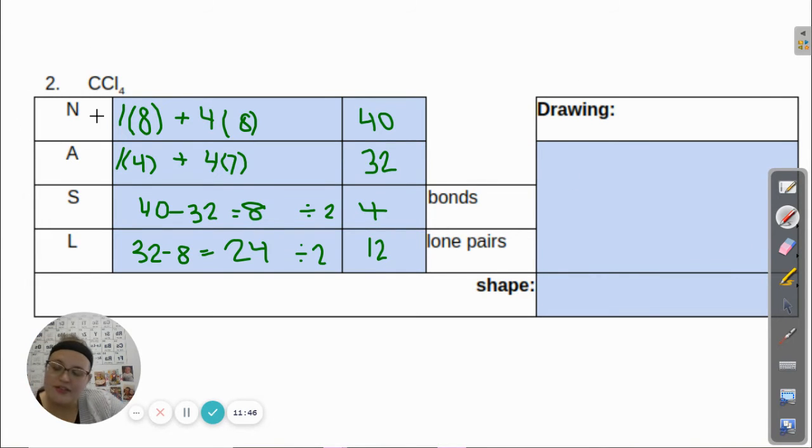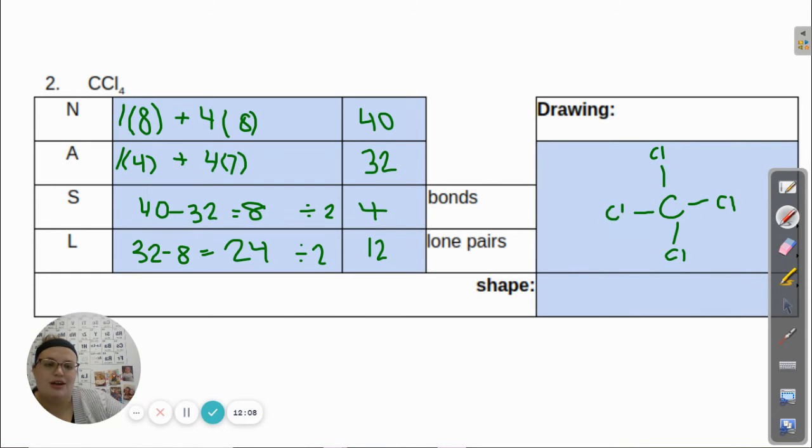So now we're going to do my drawing. I told you before, if I have chlorine, he's probably going to be my central atom. And that's true in this case. And then I have 4 bonds. So I'm going to draw 4 lines off of chlorine, or carbon, sorry. 4 lines off of carbon. And I'm going to put a chlorine on each one. So I still have CCl4.